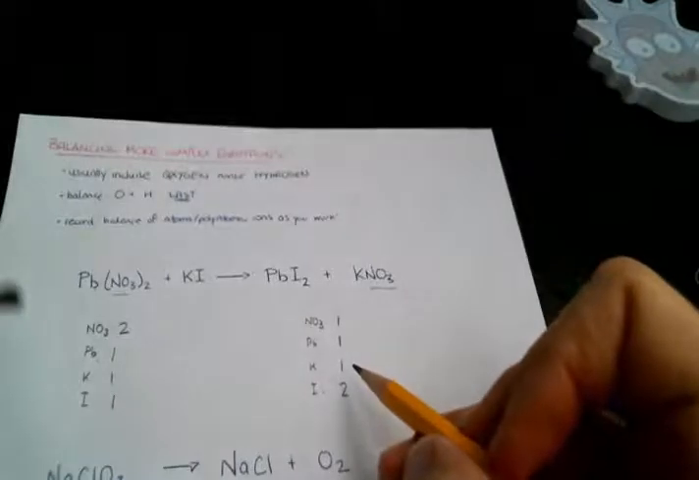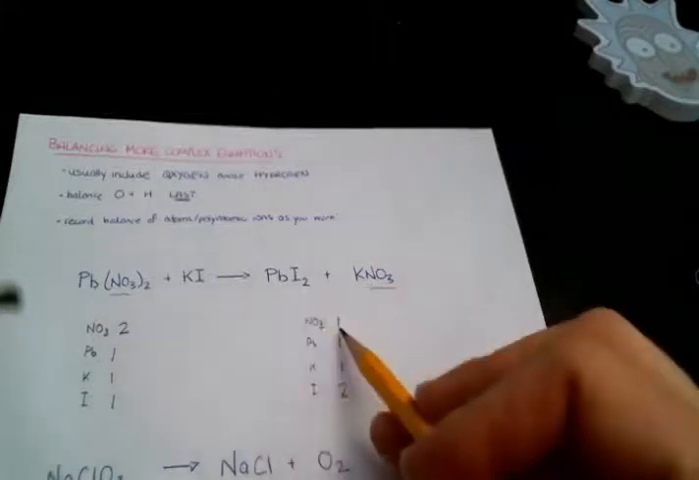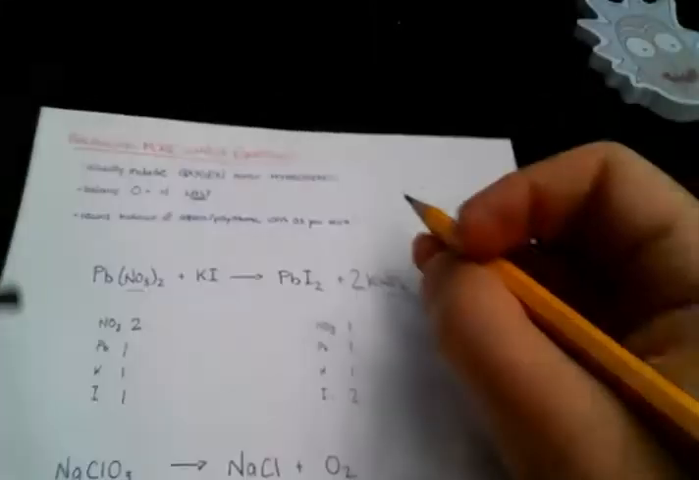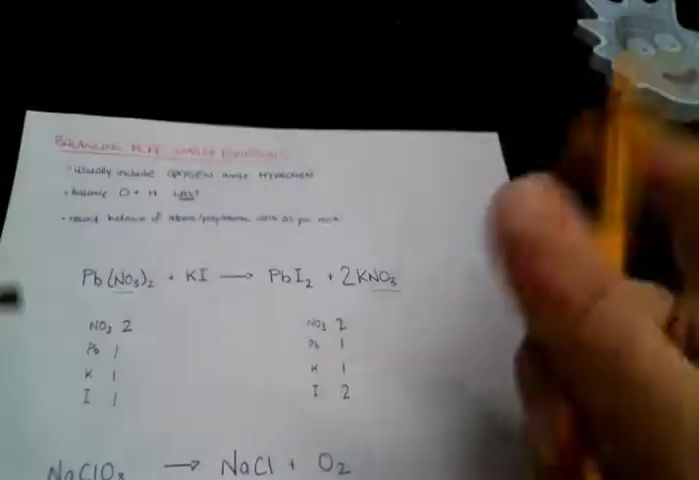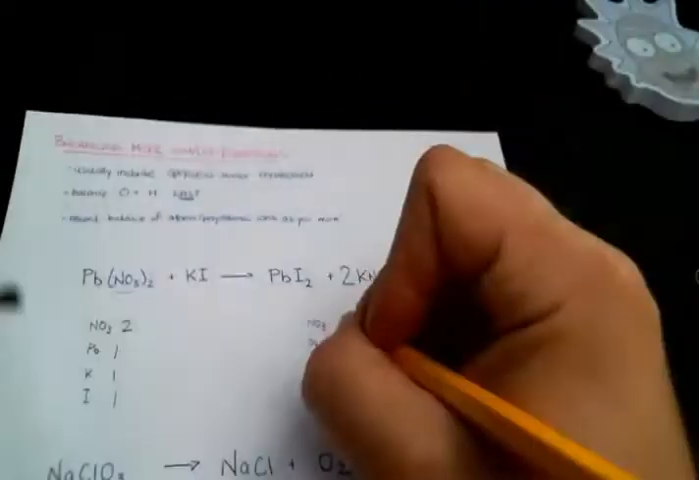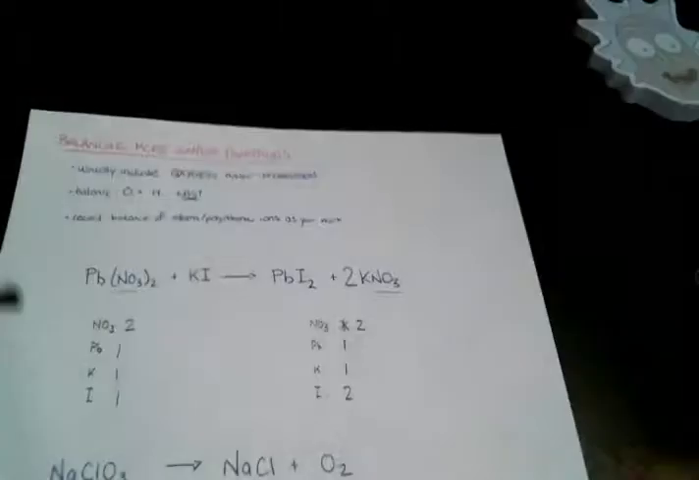So, let's see. I'm going to start with the nitrates here. I've got 2 nitrates on this side, 1 nitrate on this side, so I'm going to put a 2 in front of KNO3. That's going to double my nitrates to 2. Okay, there we go. You can really record this however you like as you go. Some people like to put an X through their number and put the next one just to keep a running tally of what they have. That way it's easier to undo mistakes.